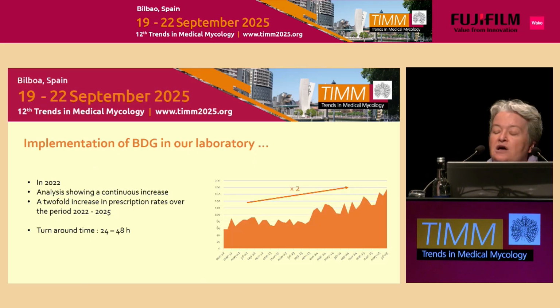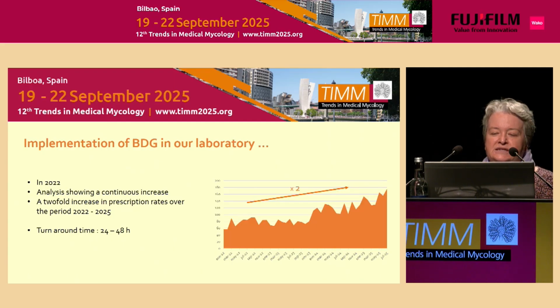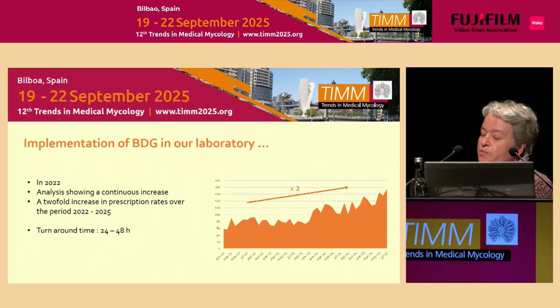We started using the BDG test in our lab at the beginning of 1992. Before that, the analysis was outsourced to Hanover University Hospital in France using the Fungitell test. The analysis shows a continuous increase. A twofold increase in prescription rate is observed over the period 1992-1995. Today, we perform 4 batches per week with a turnaround time of 1 to 2 days.